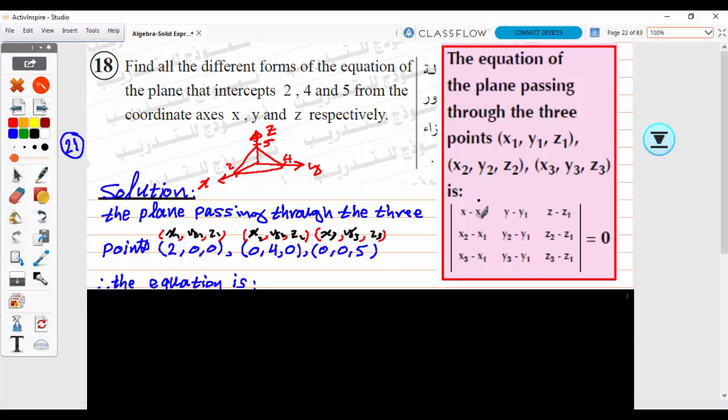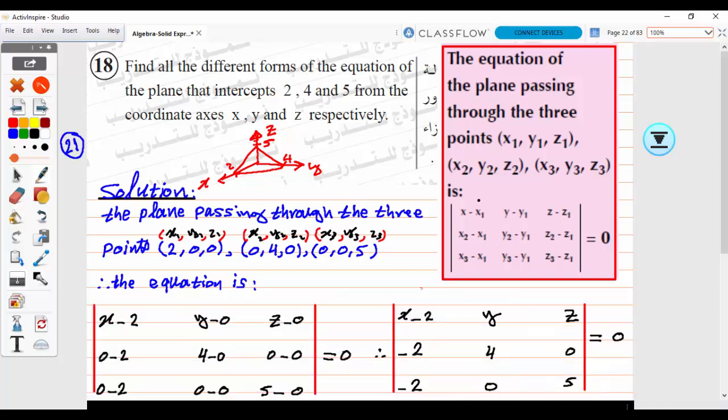Notice that here we have x1, y1, z1, and in the first column, x, x2, x3. Second column, y, y2, y3. Third column, z, z2, z3. This determinant equals 0. So we write these points in the form of this determinant.